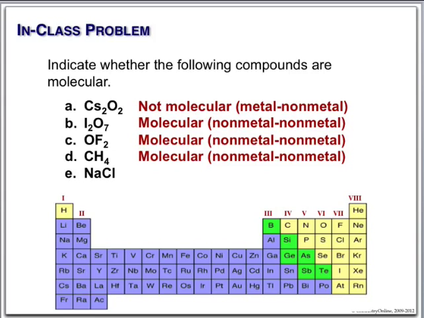And finally, sodium chloride. My gosh, that's falling off a rock, isn't it? First of all, we have a sodium. We know darn well that that's going to be ionic. We have a metal. We have a nonmetal. This is an ionic compound or not molecular. Either one. Any questions?